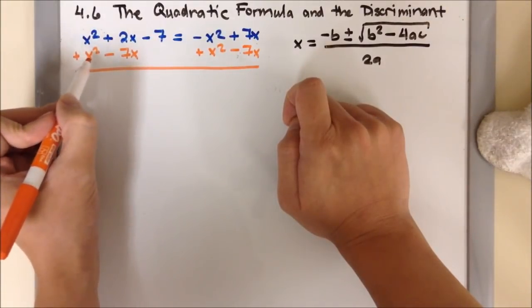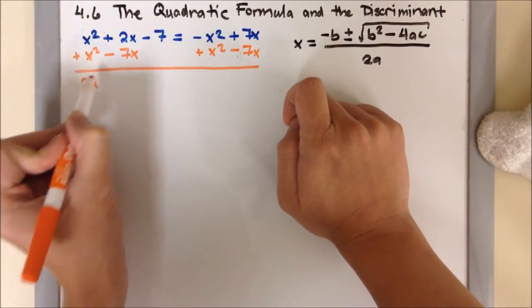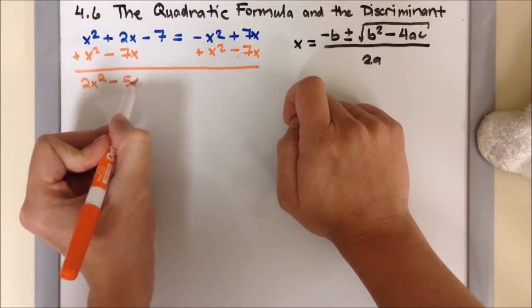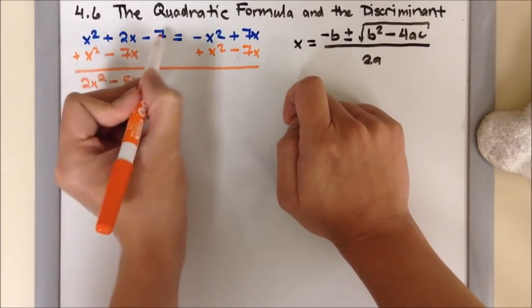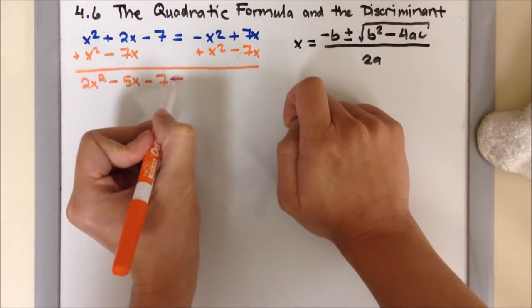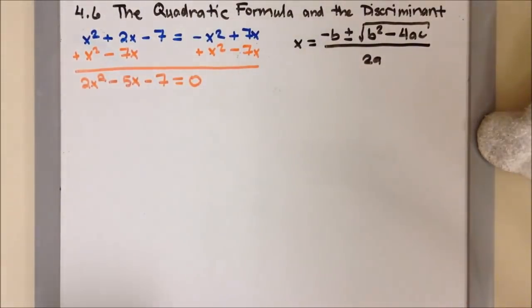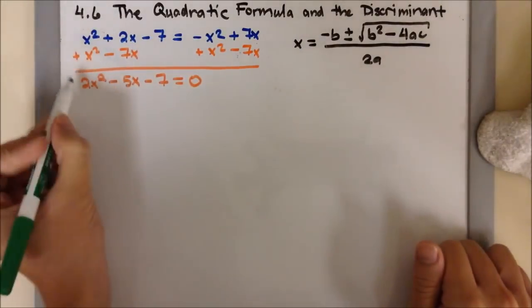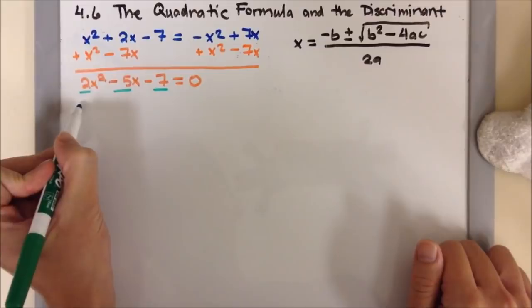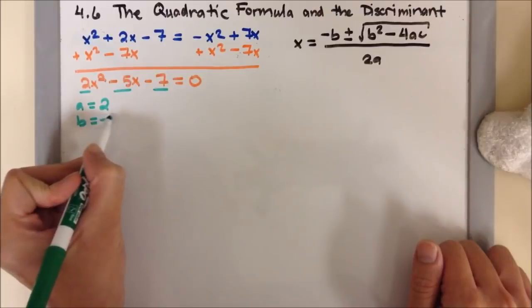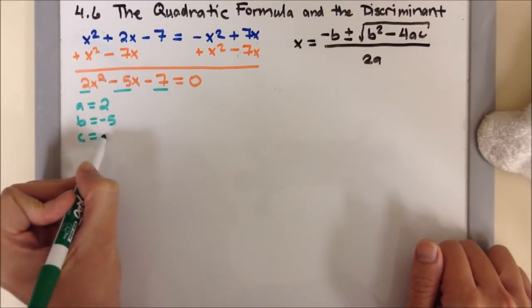So my like terms will be over here, so minus 7x. So x squared plus x squared will be 2x squared. 2x minus 7x will be minus 5x, because 2 minus 7 is negative 5. And then I bring down the minus 7. Everything will cancel out, so on the right side will be 0. Alright, so identify my A, B, C. So A is 2, B is negative 5, and C is negative 7.